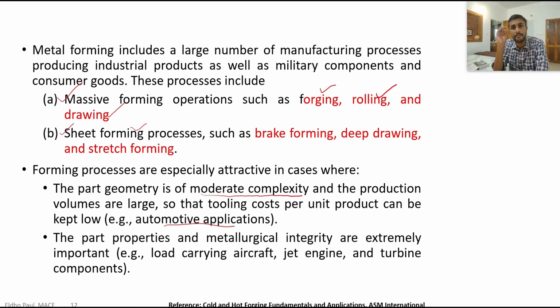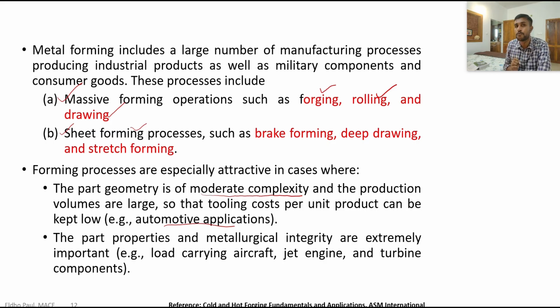In the case of the automobile industry, most of the component parts are made with metal forming operations, because the industry makes a mass number of products. So they can purchase tooling for metal forming, and relatively simple shapes are developed in the automobile industry. The parts' properties and metallurgical integrity are extremely important.